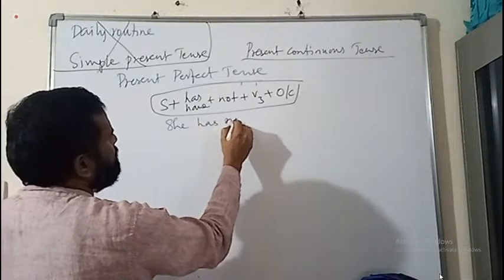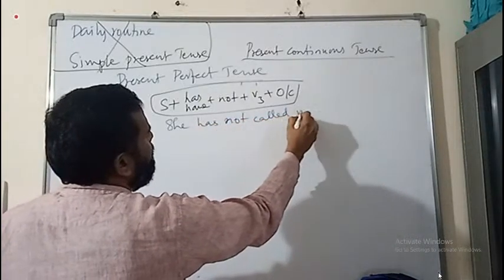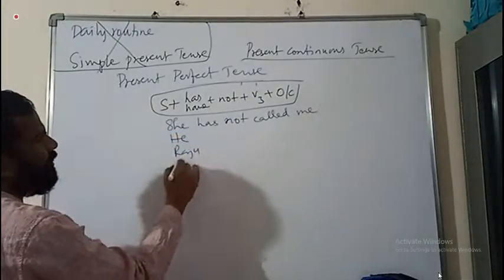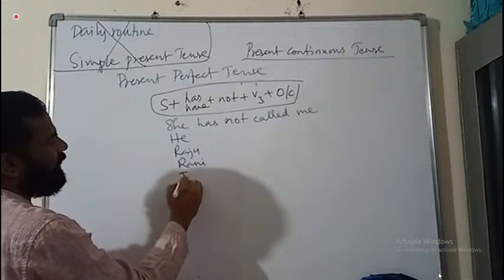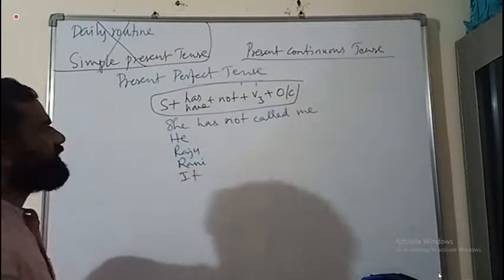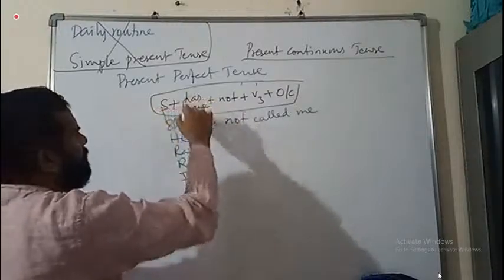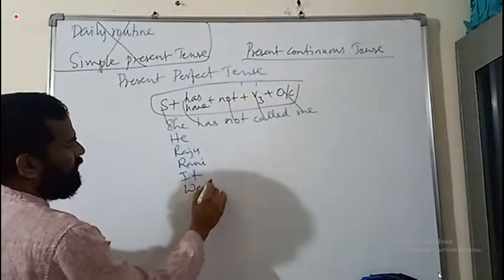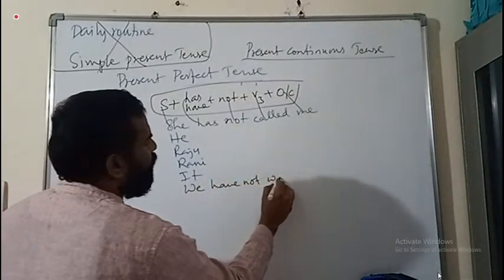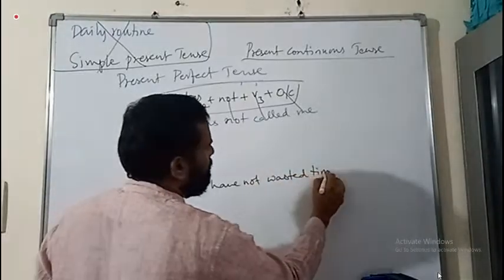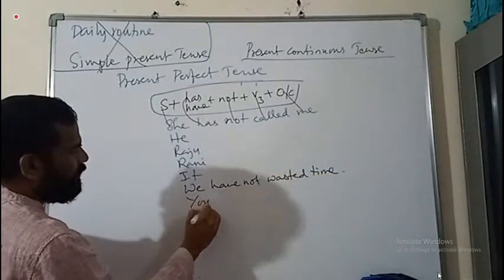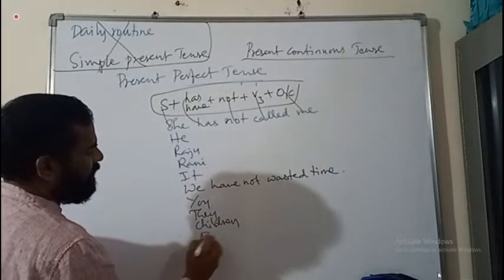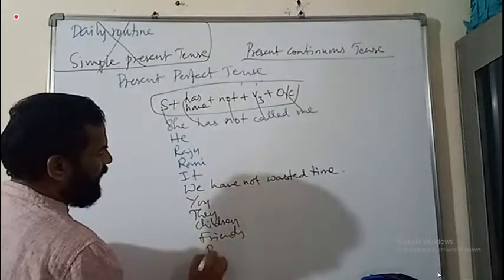She has not called me. He, Raju, Rani, it. All right. We have not wasted time. You, they, children, friends, parents.